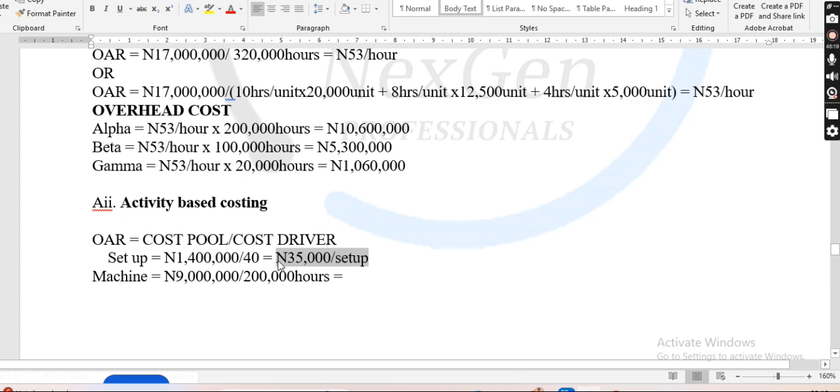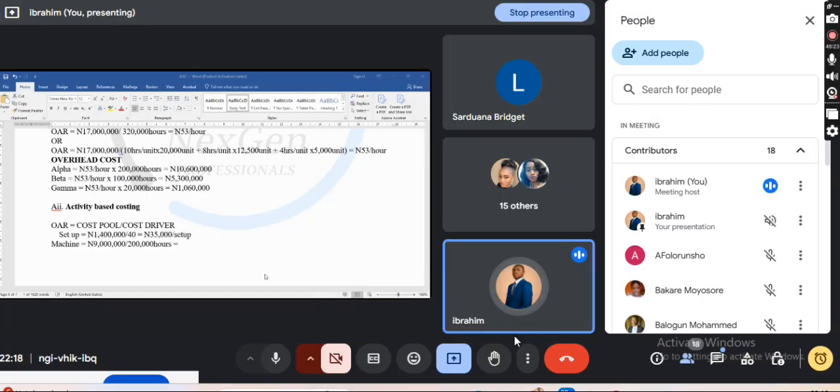And now we will ask, how many setups did you do? Oh, you did 5 setups. We will now say 35,000 naira per setup, which means that one setup is 35,000. We will now say 35,000 times the number of setups that you did. That is your cost.